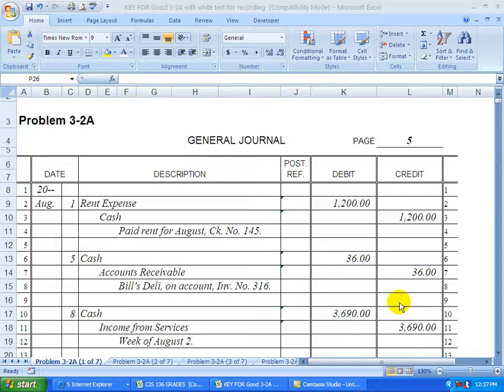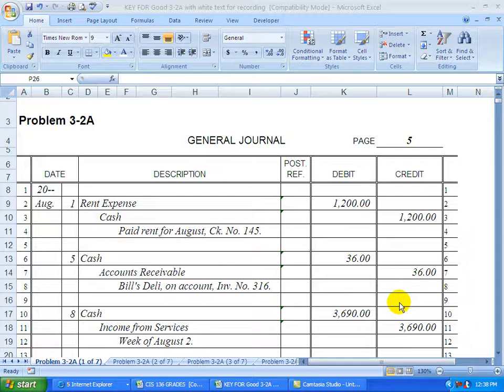As you look at 3.2a in the general journal, notice that someone has gone through and recorded transactions for the month of August. On general journal page 5, someone has recorded that we paid the rent on August 1st, and it was $1,200. They recorded a debit to rent expense and a credit to cash, and it said we paid the rent and the check number was 145. If you were to look at the next two pages, 5 and 6, you would see that everything is there, all the debits and credits are ready to be put into the accounts, and now we're actually going to do that.